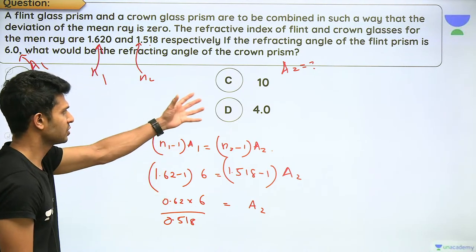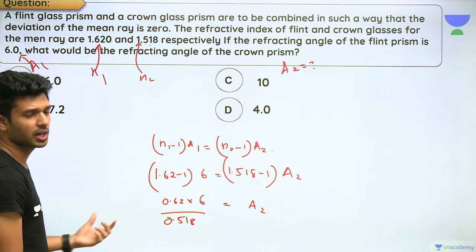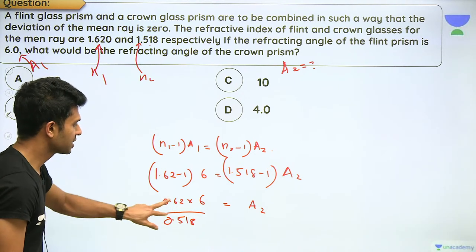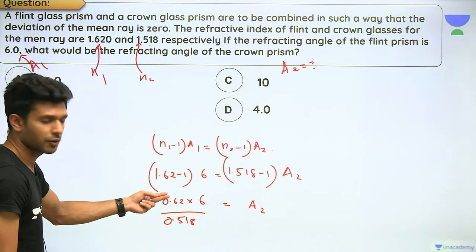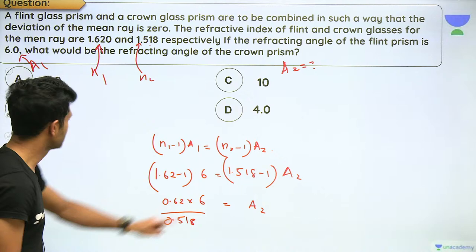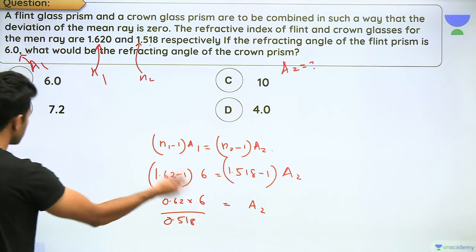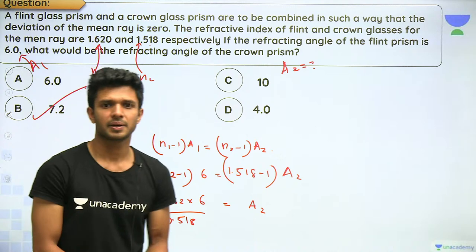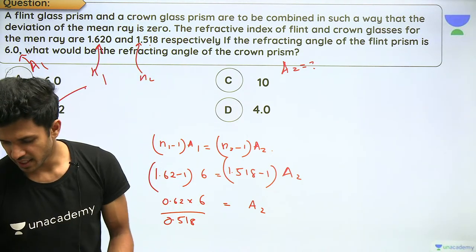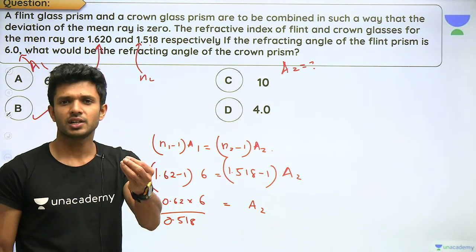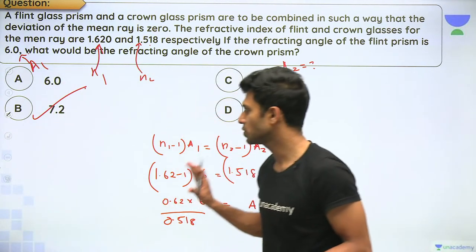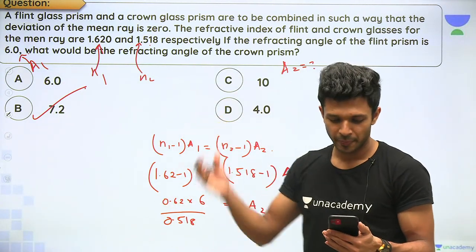Please don't do the entire math here because you already have the options. So 0.62 by 0.518 is a value a bit greater than 1. If you multiply a value a bit greater than 1 with 6, you'll get a value a bit greater than 6. That is option B. So we have option B as our answer. Please don't waste your time doing the entire mathematics. This is not a place where you'll be showing off your mathematics.